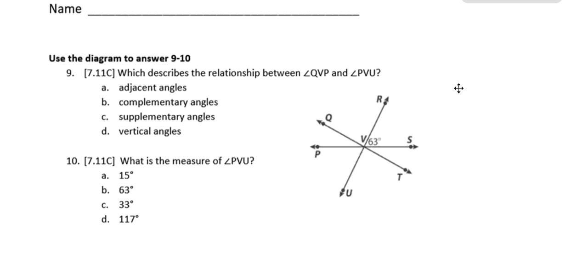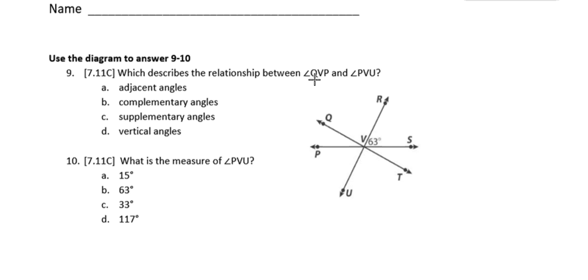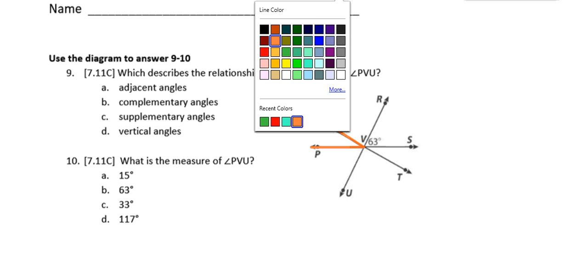Alright, question 9 and 10 are the same picture. We just talked as a group and not sure we even like this problem. So let's talk about it. Angle QVP, and I haven't talked to you enough about that. Angle QVP is from Q to V to P. So it's that angle right there. And the other angle is P to V to U.